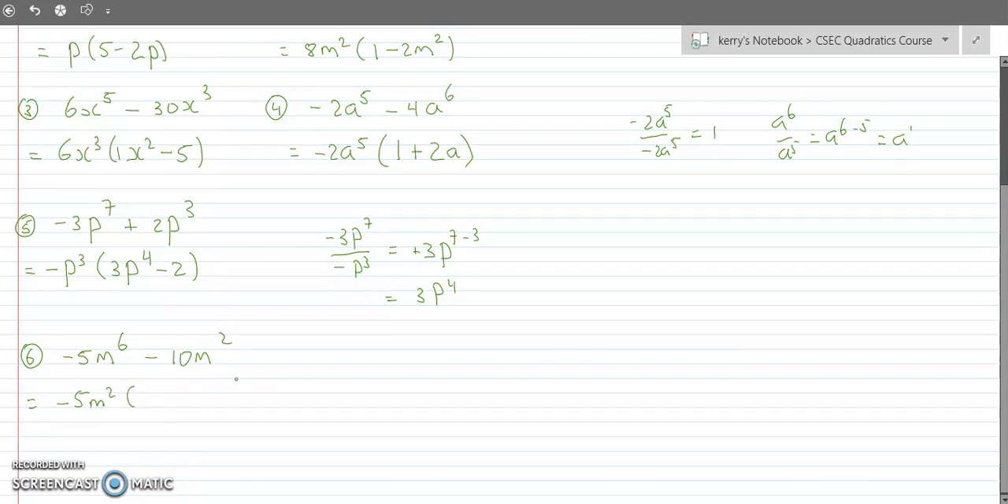So, you think it through very carefully, take your time. If you want to write it in the working column, you could. Each term divided by the term that you are factoring out. So, minus 5m to the 6 divided by negative 5m squared. So negative 5 divided by negative 5 is positive 1. M to the 6 divided by m to the power of 2 is m to the power of 4. So this becomes 1m to the power of 4. Now, negative 10 divided by negative 5 is positive 2. M squared divided by m squared, anything divided by itself is 1. So 2 by 1 will just give us 2. And that's the answer there.